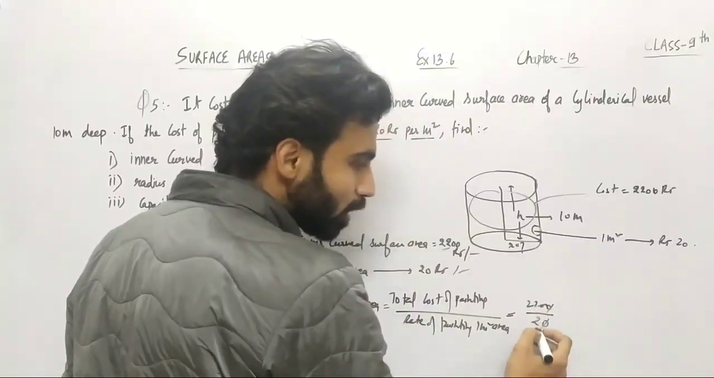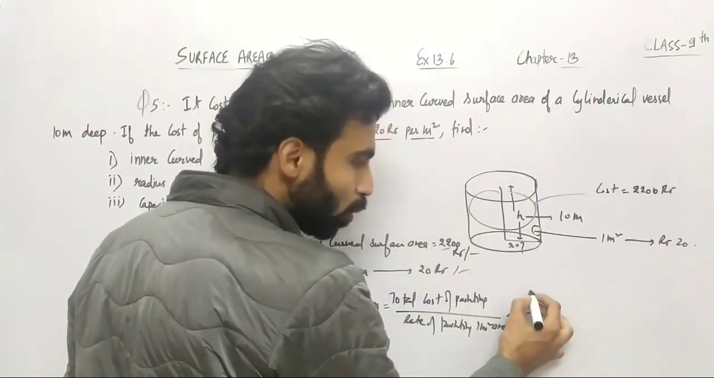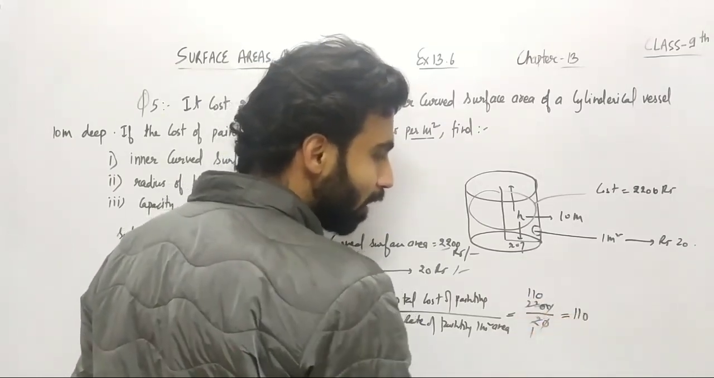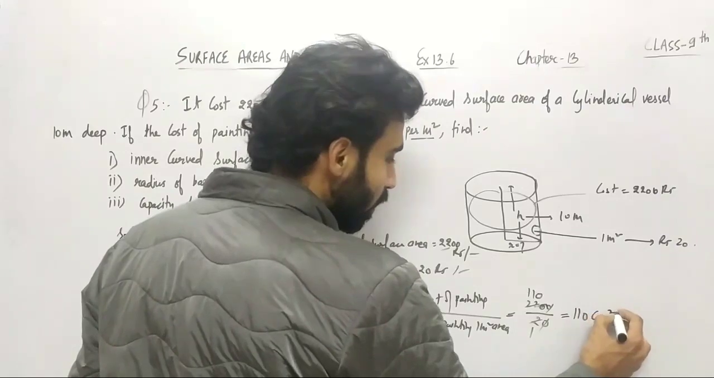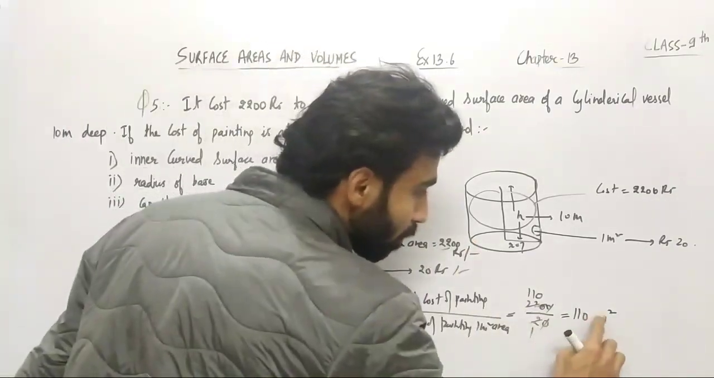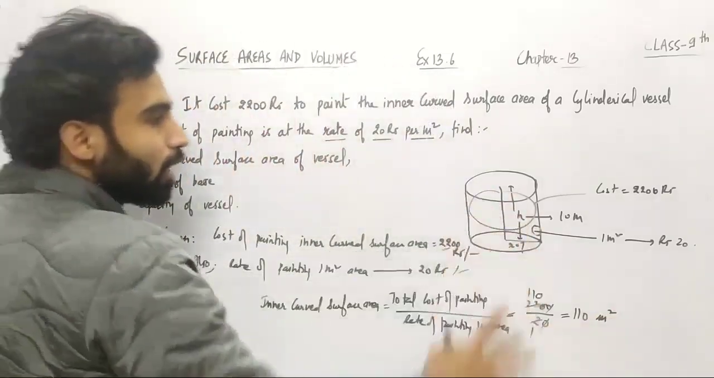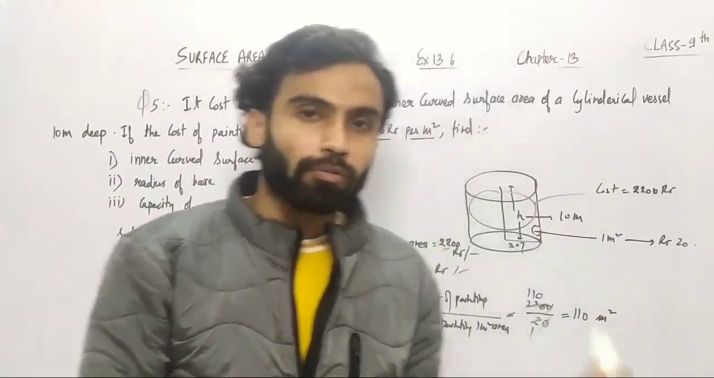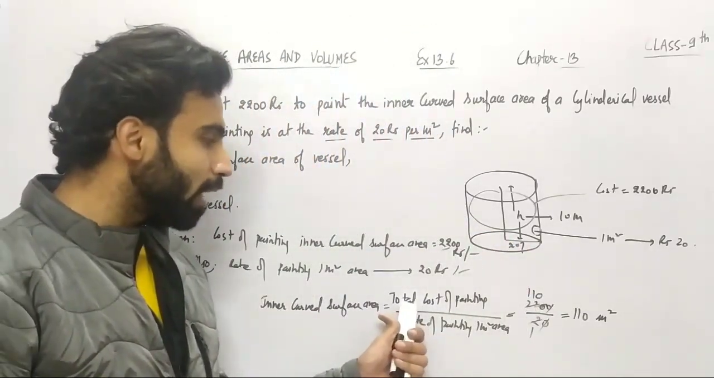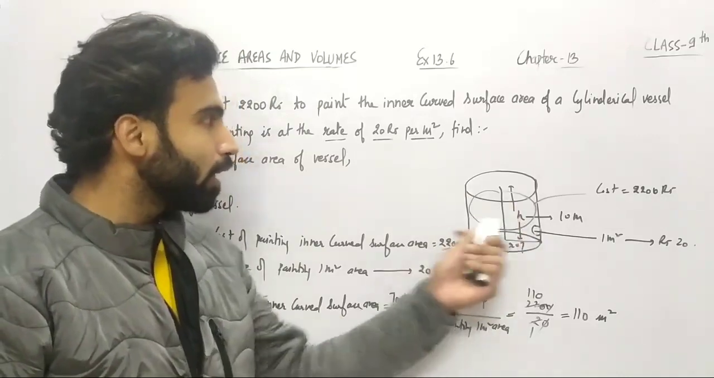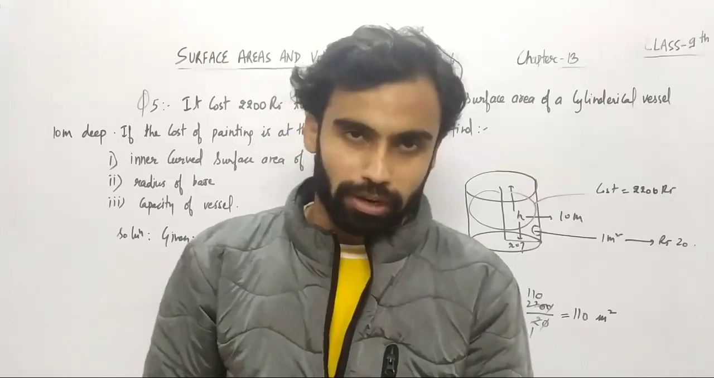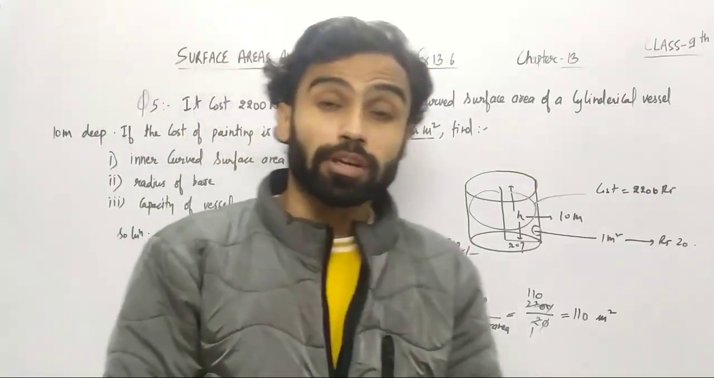सो आप देख सकते हैं इसको रिड्यूस कीजिए 0 से 0. नाउ 2 1 जा 2, 2 11 जा 22 एंड अ 0, राइट. सो आपके पास कितना आ गया कर्व सरफेस एरिया दैट इज 110 मीटर स्क्वायर, राइट. सो दिस विल बी यू कैन सी द इनर कर्व सरफेस एरिया ऑफ दिस सिलेंड्रिकल वेसल, राइट. सो आपको वे समझ में आया कैसे फाइंड आउट करेंगे. सिंपली हम टोटल कॉस्ट ऑफ पेंटिंग दिस इनर कर्व सरफेस एरिया को डिवाइड कर देंगे द रेट ऑफ पेंटिंग 1 मीटर स्क्वायर एरिया, राइट. सो दिस विल गिव यू द इनर कर्व सरफेस एरिया.